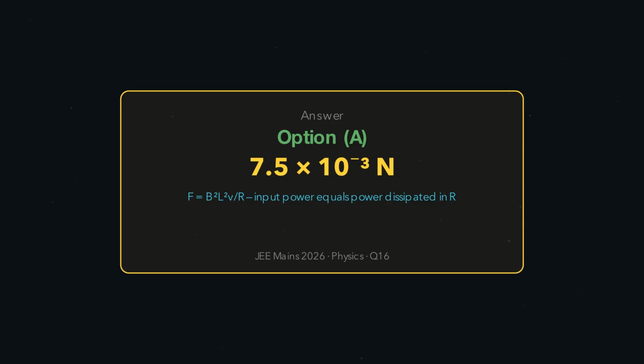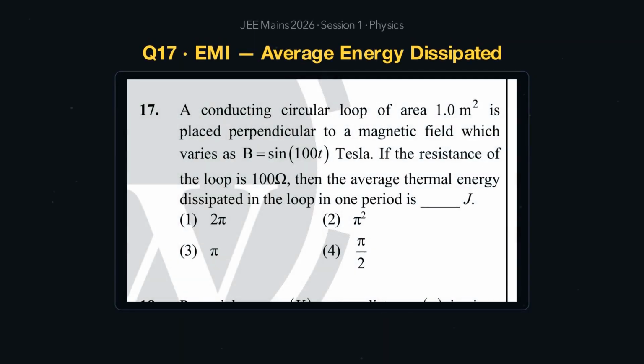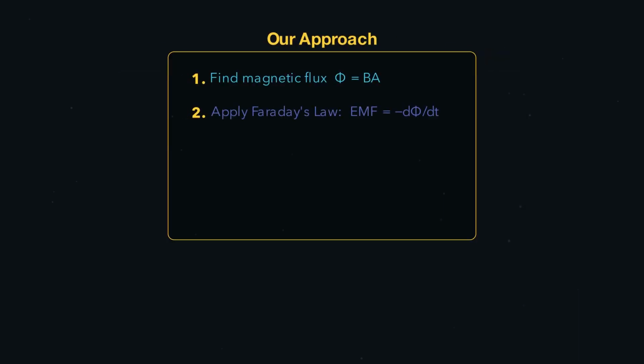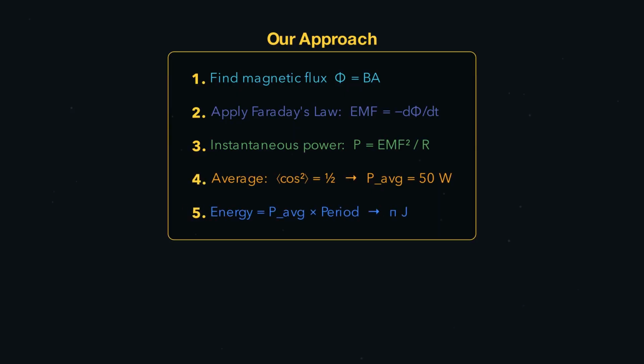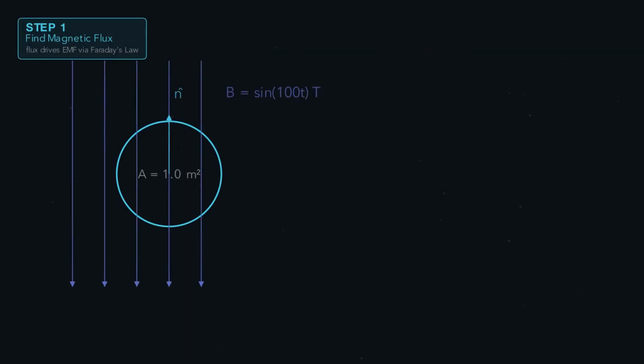A beautiful energy balance. A conducting loop sits in a sinusoidal magnetic field. How much heat does it generate in exactly one cycle? Here's our approach. First, we'll find the magnetic flux through the loop. Then we'll apply Faraday's law to get the induced EMF. Next, we calculate the instantaneous power dissipated in the resistor. The key move is time averaging that power, using the fact that cosine squared averages to 1/2 over a full cycle. Finally, we multiply by the period to get total energy.